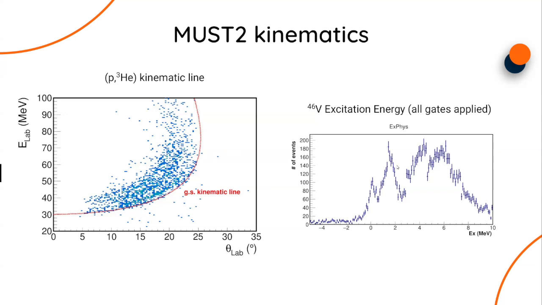And then we have this big bump in which there are many different states, but it's okay because we can identify them using their gamma rays. So we are confident that we will be able to get the cross sections for these states.